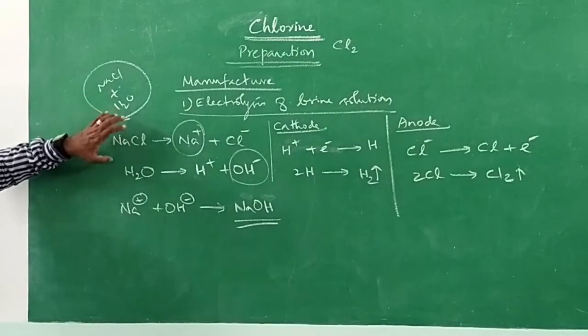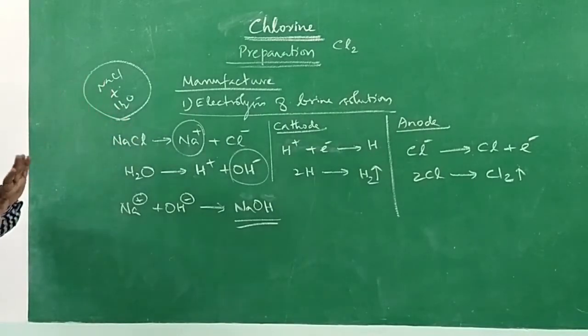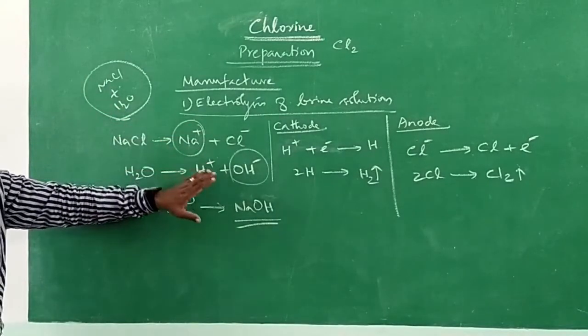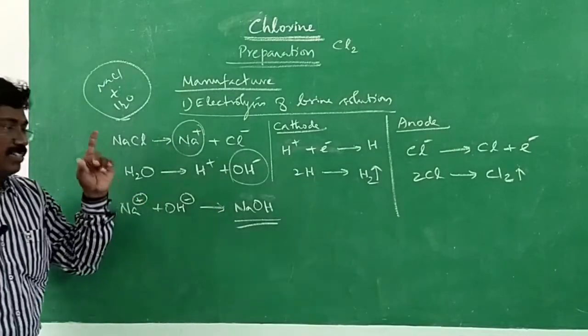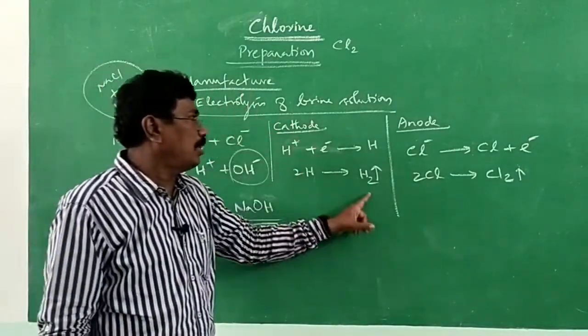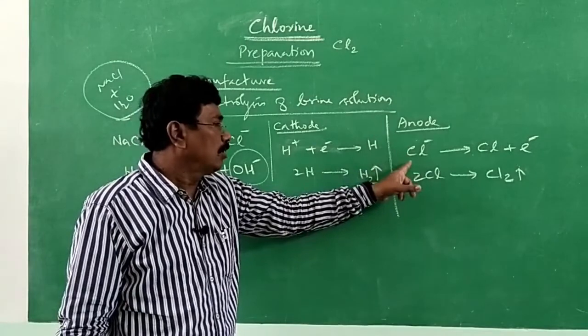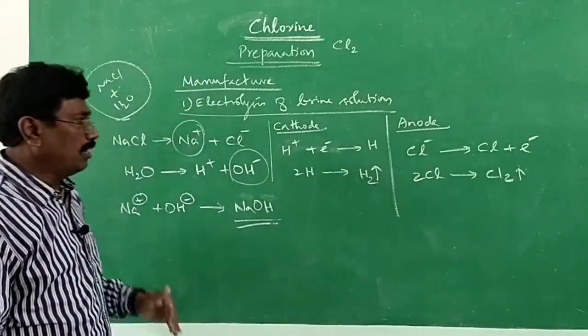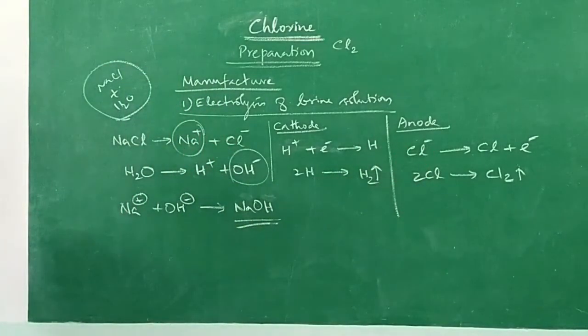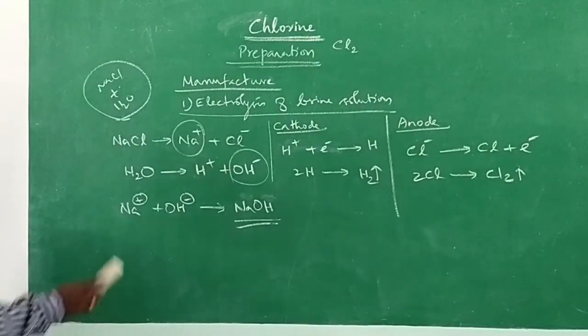When sodium chloride solution is electrolyzed, it is ionized and sodium hydroxide is formed. The hydrogen ion travels to the cathode to become a hydrogen molecule, and at the anode, the chloride ion becomes a chlorine molecule. Chlorine is liberated at the anode, hydrogen at the cathode. That's a very simple electrolysis method. The next method is Deacon's method.